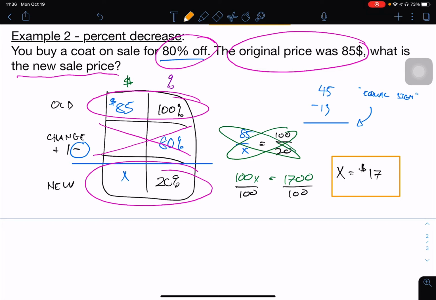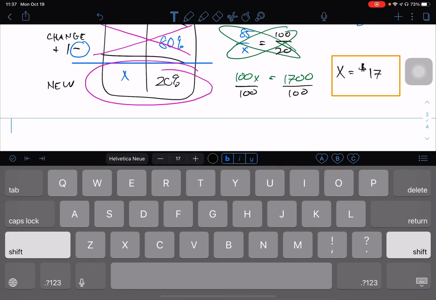So that takes care of the increase and decrease when you're talking strictly about percentages. But what about when you're talking about, say, the next topic, which is sales tax, right? So here's example 3 having to do with sales tax.